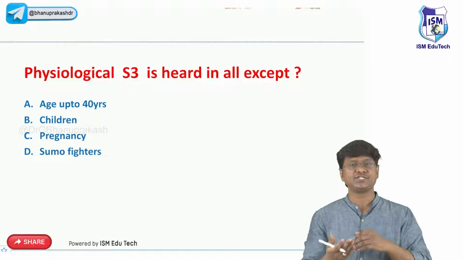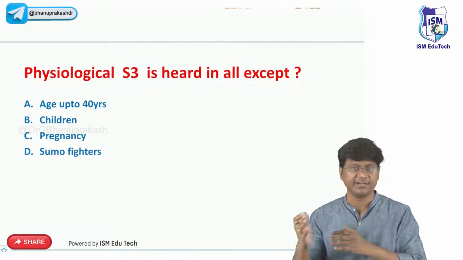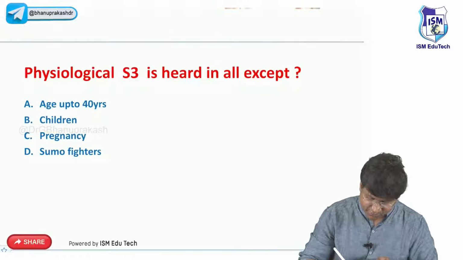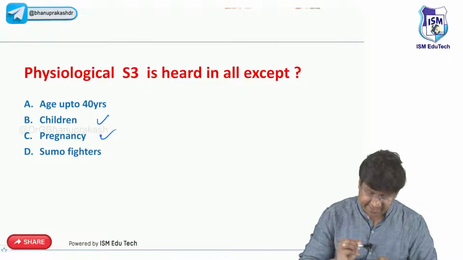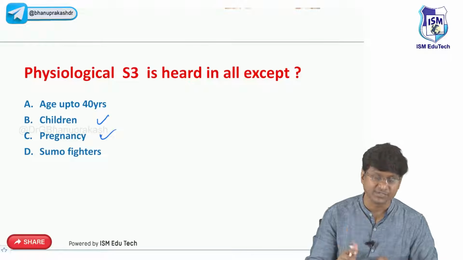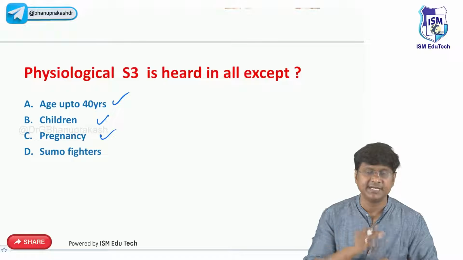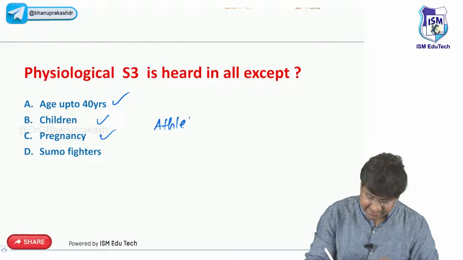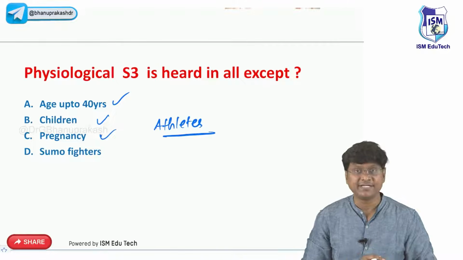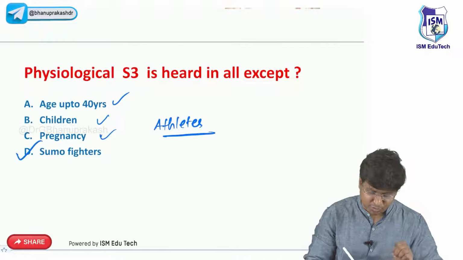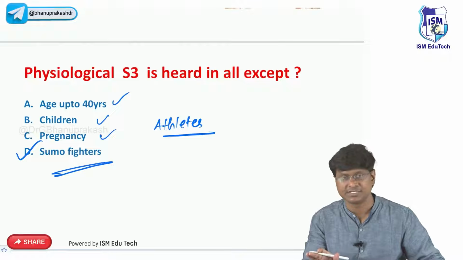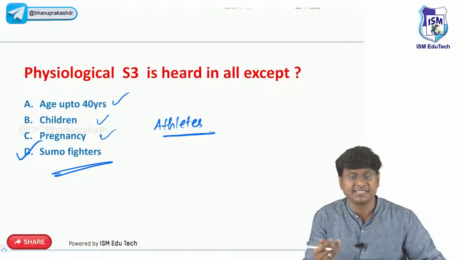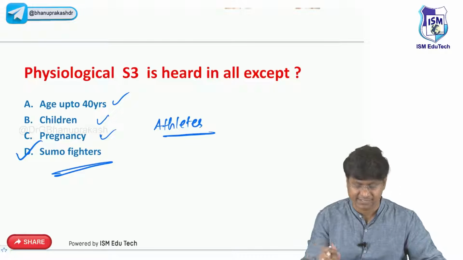Now, which conditions will have physiological S3, and which conditions will have pathological S3? Remember, physiological S3 you will have in children, pregnancy, and young adults. What do you mean by young adults? Young adults means age less than 40 years. And you also have that in athletes. Even in athletes, you can have physiological S3. But in sumo fighters, you don't hear this physiological S3, right? Because they are morbidly obese, and your S3 is a low pitched sound. You cannot hear this, okay?